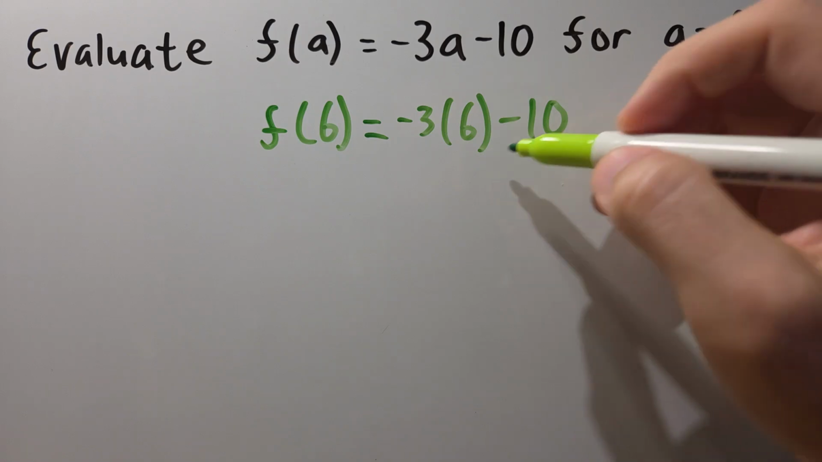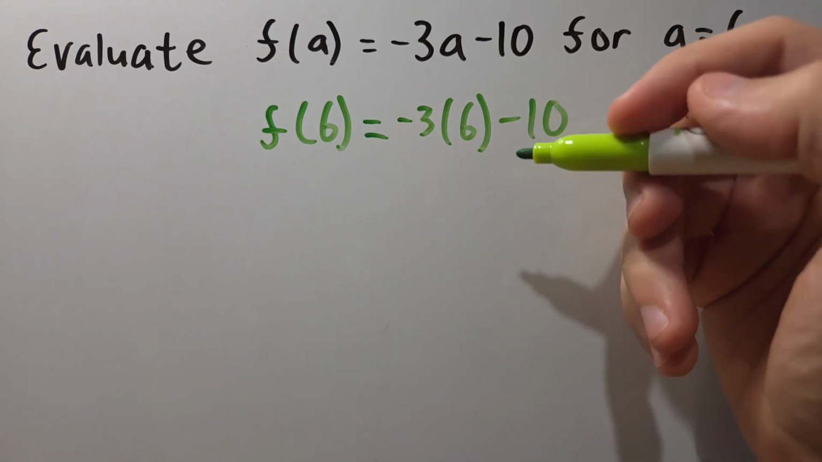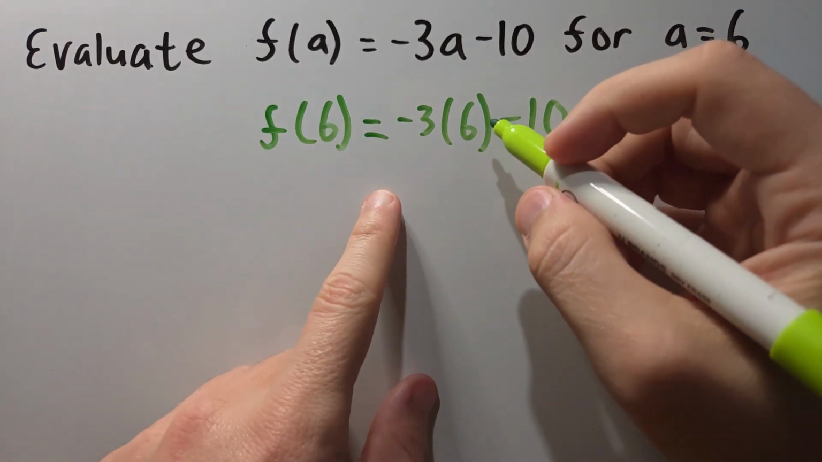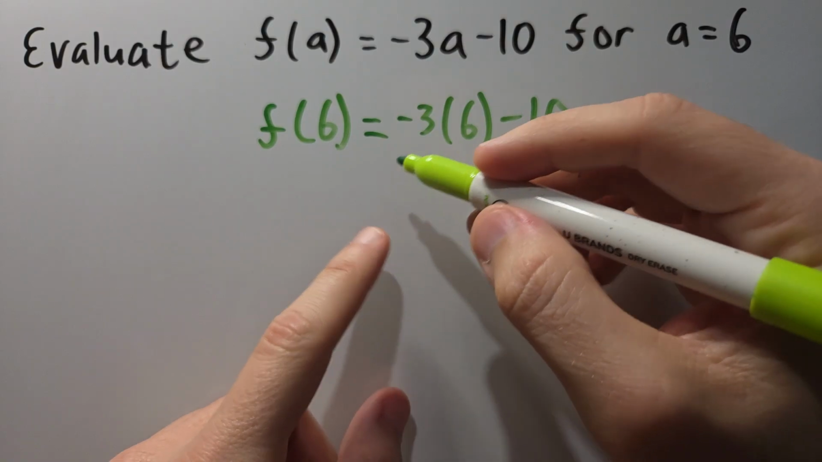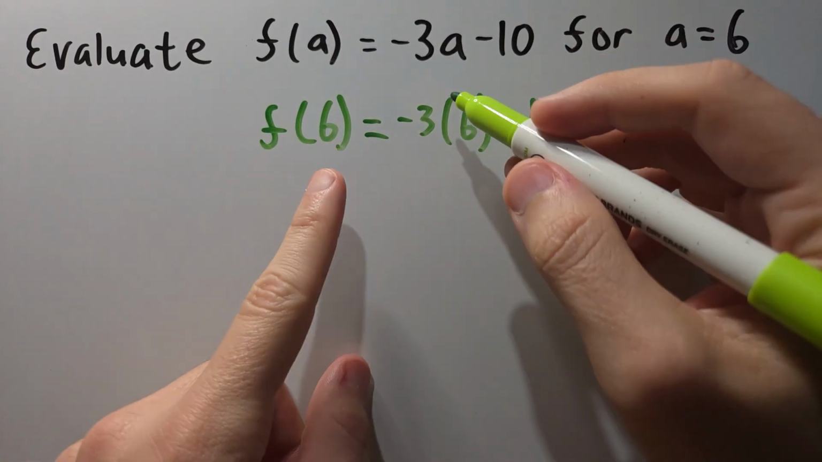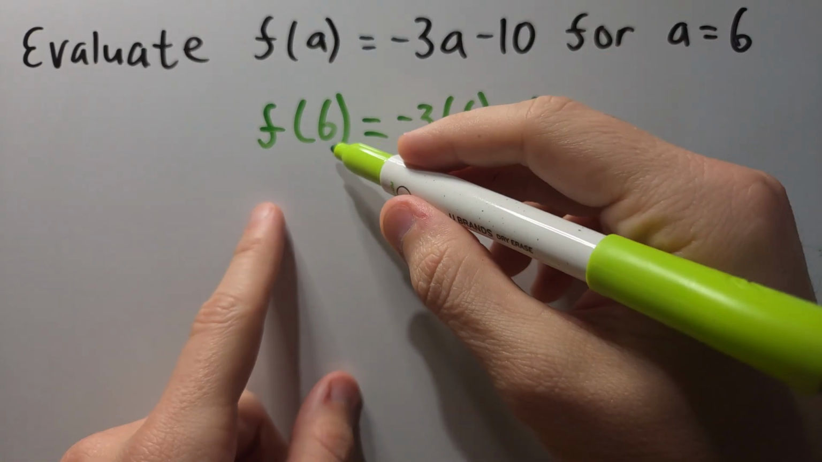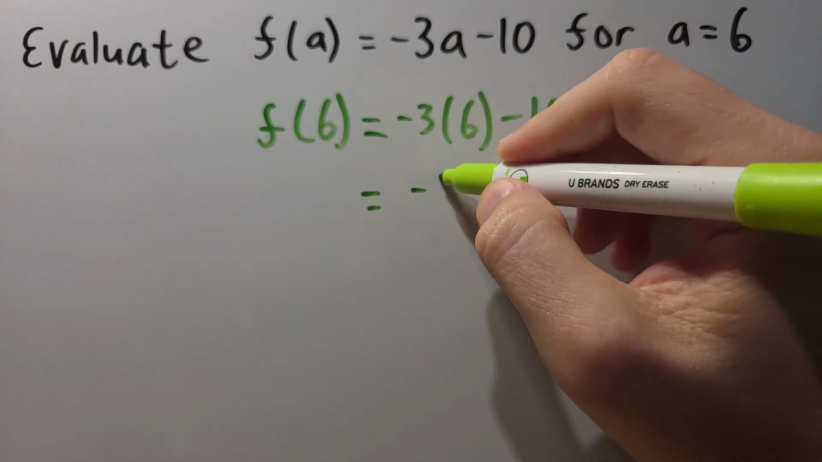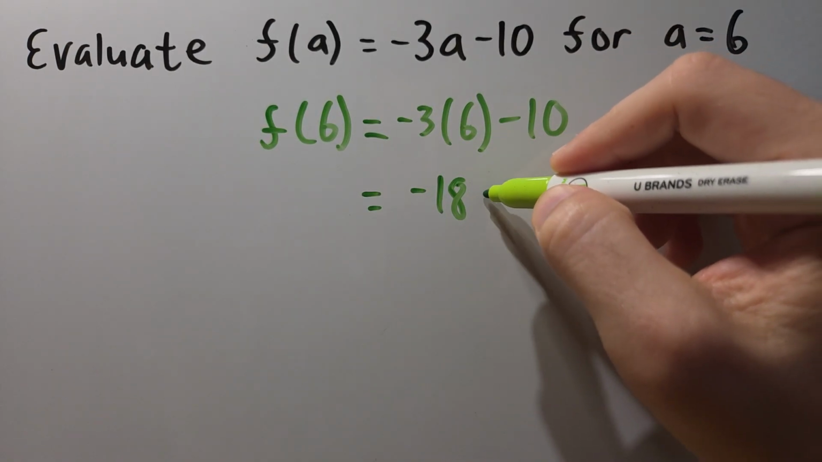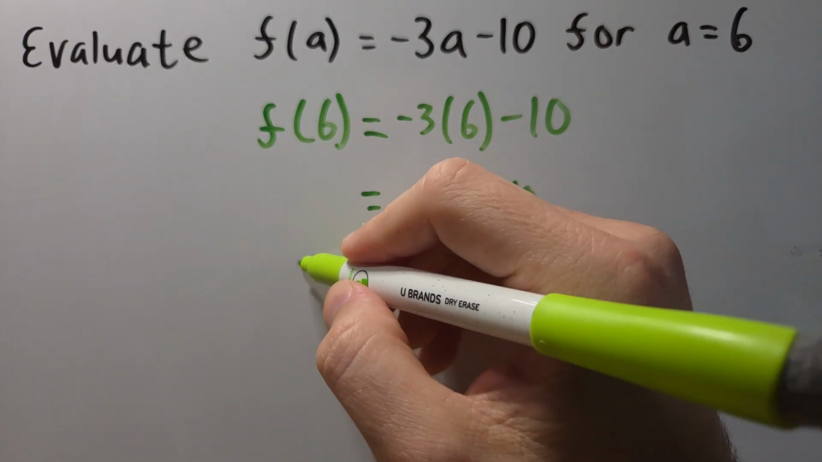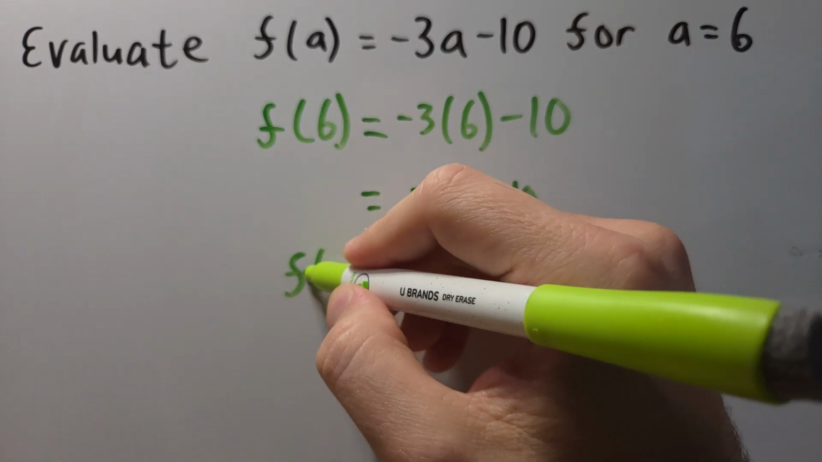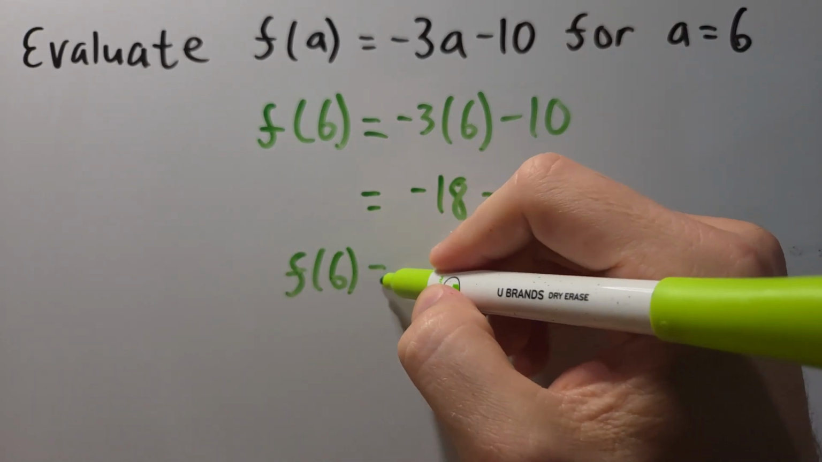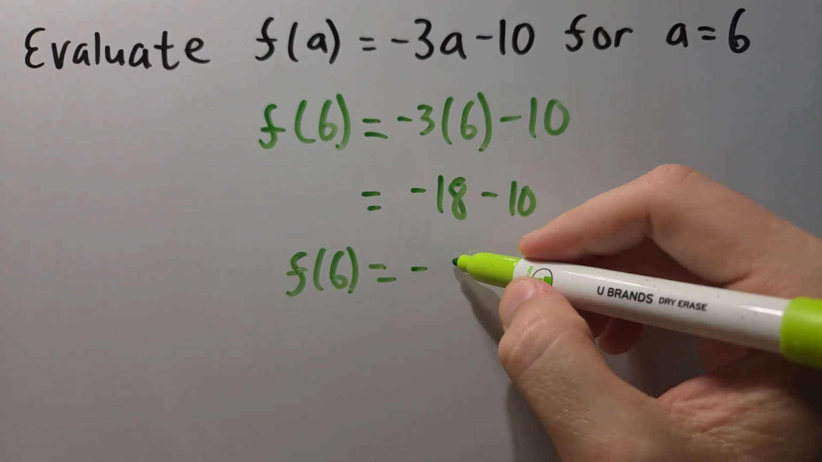And then all we do from here is solve it like we would regularly solve an equation. A very similar approach. It's not an equation though because we're working with functions. So f of 6 is equal to negative 18 minus 10. So therefore, f of 6 is equal to negative 28.